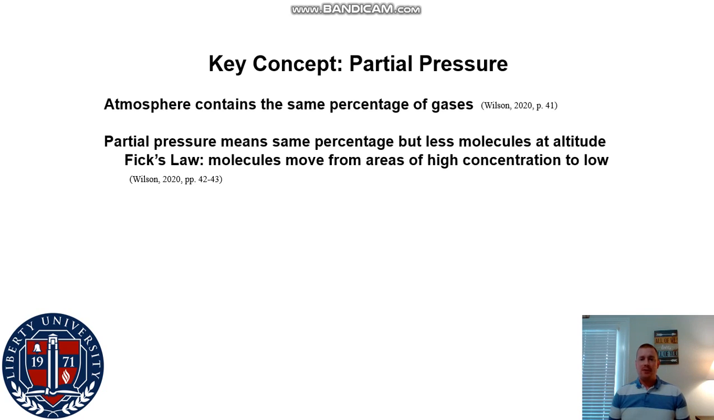Partial pressure means the same percentages but fewer molecules at altitude, and that's important because of Fick's law, which is that molecules move from areas of high concentration to low. So if you're at a higher altitude, low pressure, there's fewer oxygen molecules, less concentration, and your blood won't pull those molecules as readily from the air, and the affinity that your hemoglobin has will not be as strong because the number of molecules in the air isn't a high concentration.